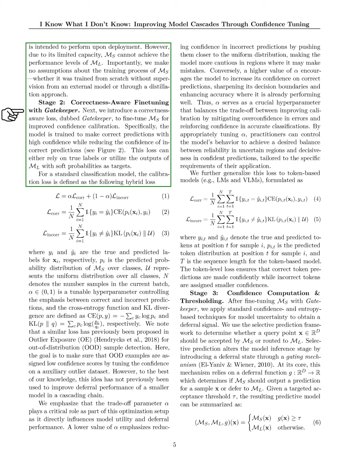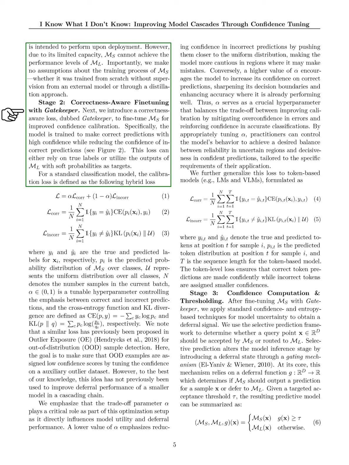In Stage 2, we implement a correctness-aware fine-tuning process using a loss function we call Gatekeeper. This function helps M_S improve its confidence calibration by training it to make accurate predictions with high confidence while lowering the confidence for incorrect predictions. We can use either true labels or the outputs from M_L as targets. The calibration loss combines several elements, including true and predicted labels, predicted probabilities, and a uniform distribution over classes.